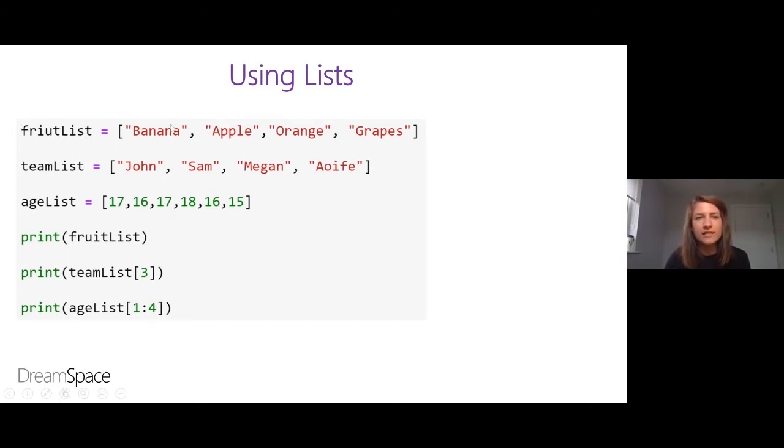So we have fruit list: banana, apple, orange, grapes. So we know that already. So we have 4 elements within our square brackets. So that indicates this is our list. We have a team list: John, Sam, Megan, and Aoife, again within our square brackets, and we have again 4 elements. And then we have our age list, and we have 17, 16, 17, 18, 16, 15, and again within our square brackets. So we have multiple elements in each of these lists.